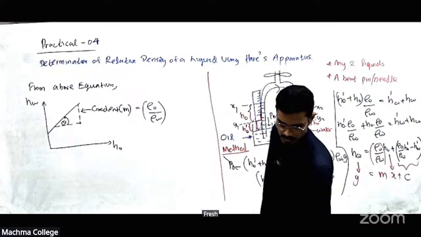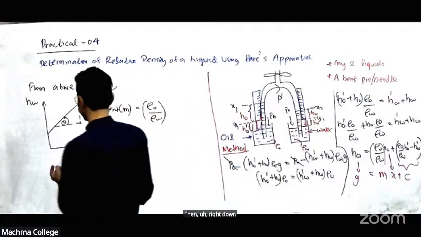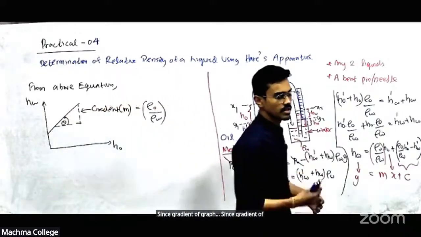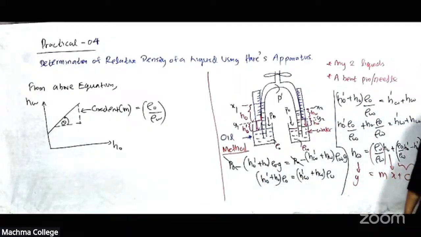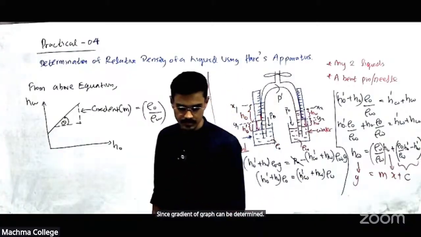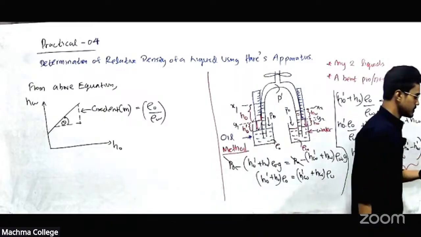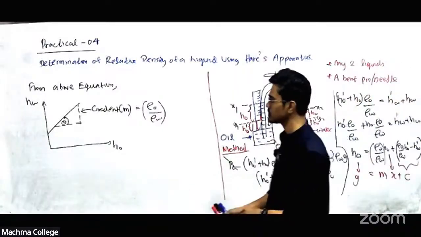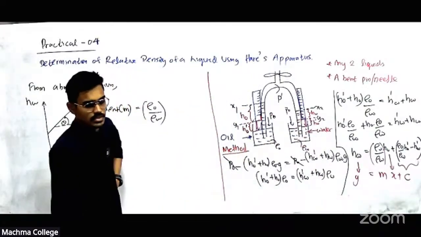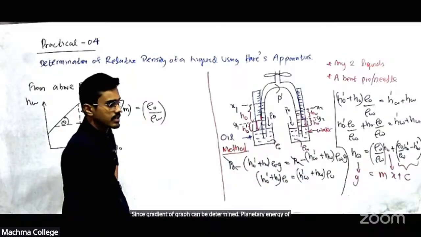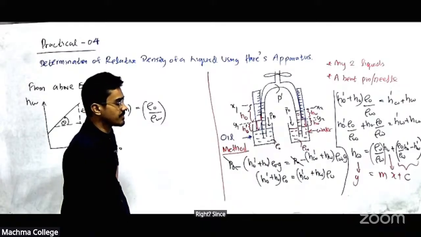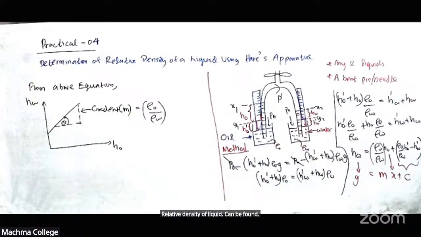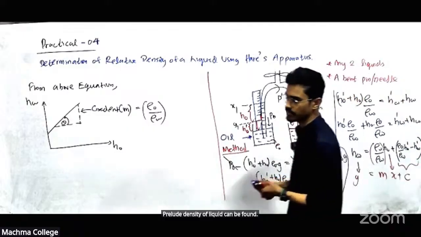Finish? Okay. Then write down here. Since gradient of graph can be determined, relative density of liquid can be found.